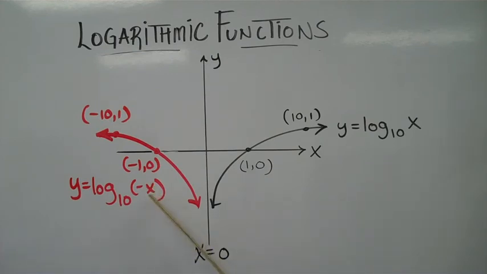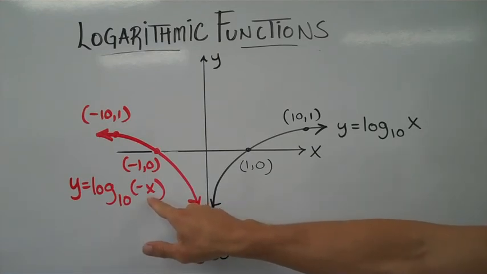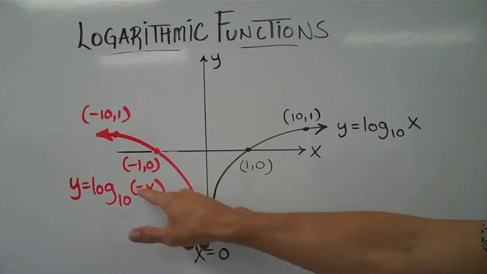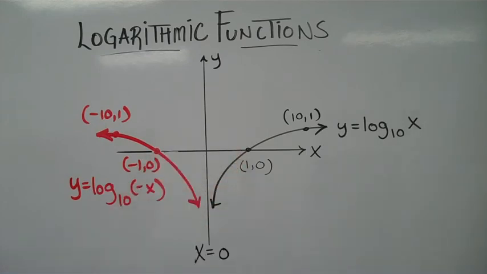If I put in a negative 1, the opposite of negative 1 is 1. And we know that we can only take a log of a positive quantity. So here, interestingly, I can only use negative numbers so that when their sign is changed, they become positive. That's why I'm stuck on the negative side over here. (10, 1) goes to (negative 10, 1). (1, 0) goes to (negative 1, 0).